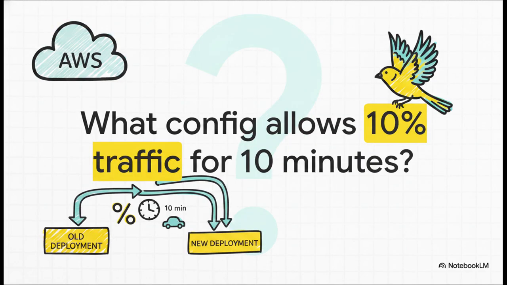All right, question 3, a slightly trickier one. What deployment configuration allows just 10% of traffic to flow for 10 minutes before opening the floodgates to 100% of traffic? Think about it. The answer is Lambda Canary 10% 10 minutes.